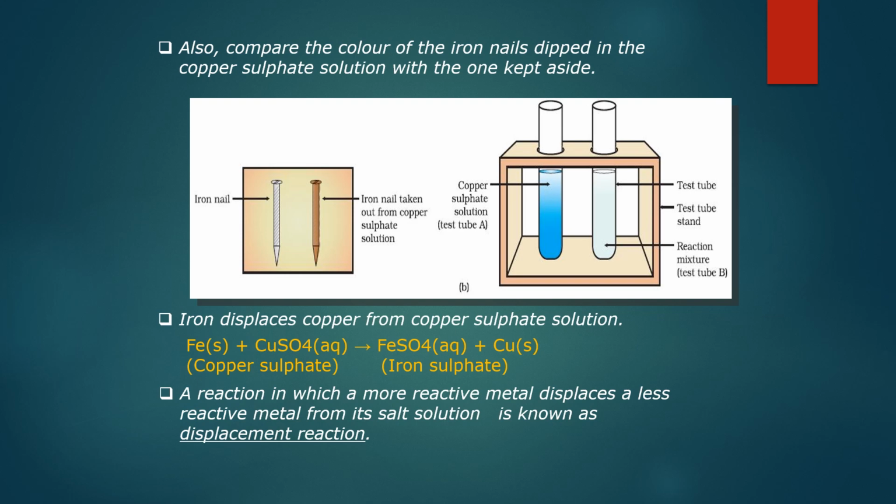The solution has become ferrous sulfate because iron from the iron nail has displaced copper from the copper sulfate solution and converted the solution to ferrous sulfate solution. Such a reaction, in which a more reactive metal displaces a less reactive metal from its salt solution, is known as displacement reaction.